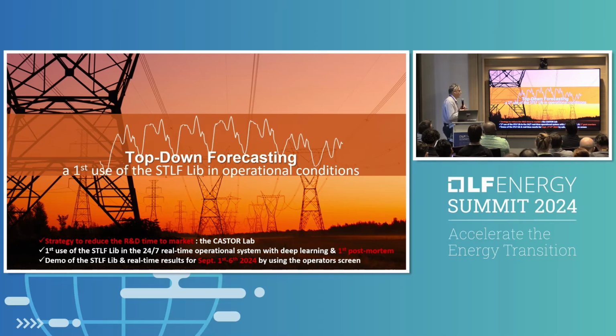So, top-down forecasting and a first use of the short-time lab in operational condition. I will try to describe the strategy that we use to reduce the R&D time to market with the CASTOR lab, and I will show you the first result and first post-mortem. I will show you live the behavior of our deep learning model with the results. And now we will see. I don't know how the results will be.